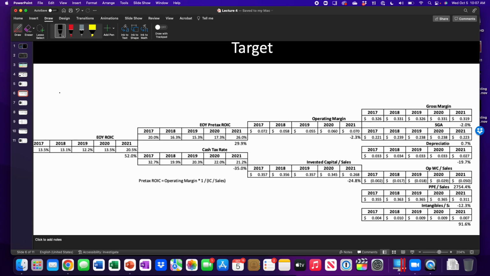That caused the operating margin to slightly go down from 7.2 to 7. It would have been worse if they didn't get the savings from the depreciation. But ultimately, it was about flat for their operating margin. 0.072 and 0.07 is basically about the same. So now what happened on the balance sheet? Why did the invested capital to sales get so much better from 35.7 to 26.8?